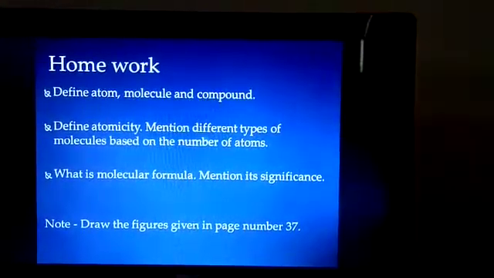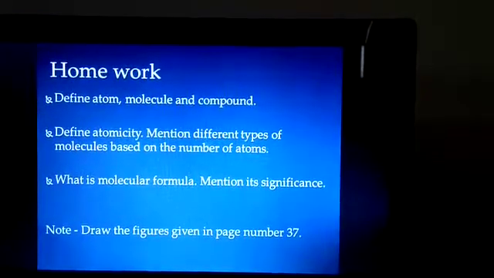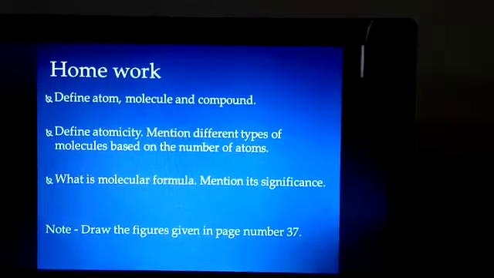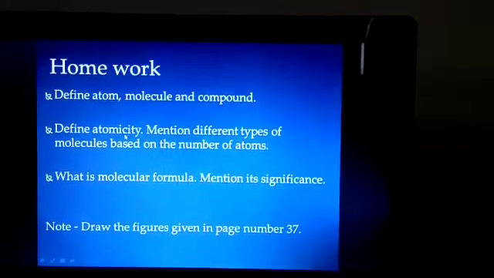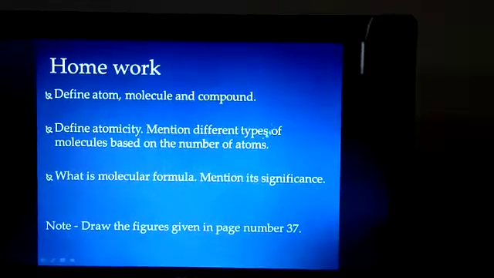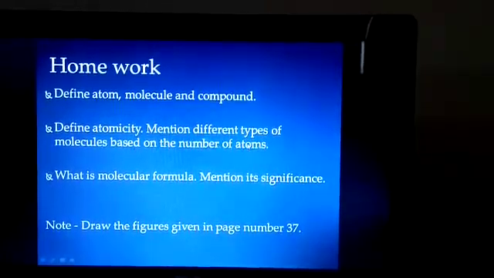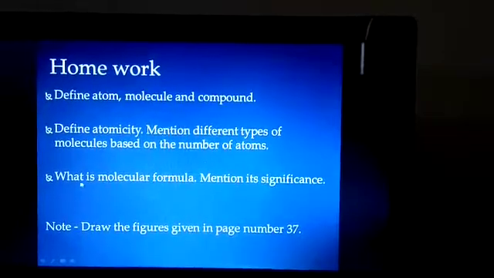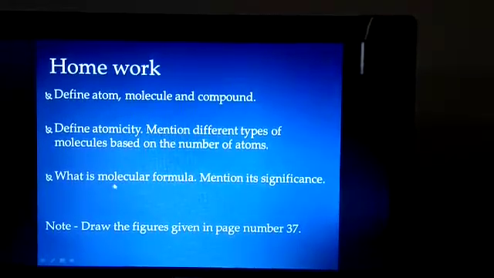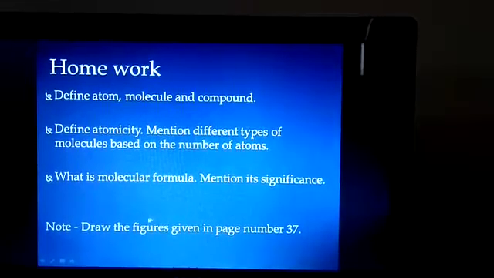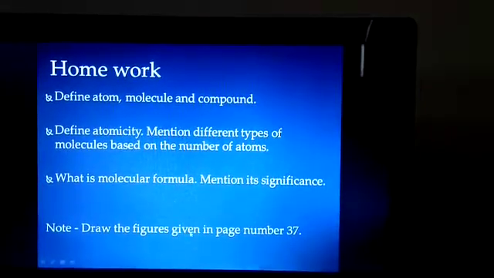Today's homework: Question number 1, define atom, molecule and compound. Question number 2, define atomicity. Mention different types of molecules based on the number of atoms. Question number 3, what is molecular formula? Mention its significance. And the last one, a note: draw the figures given on page number 37. All these questions and these figures you will draw in your chemistry notebook.